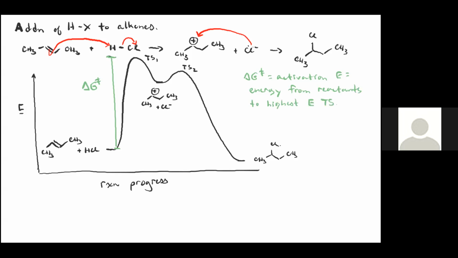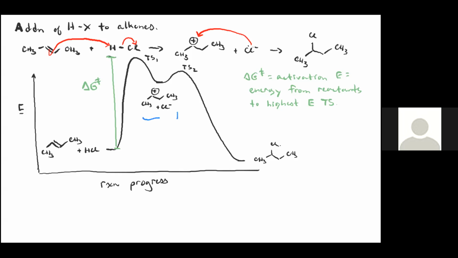TS2 is in fact lower in energy. That is not always the case. Sometimes TS2 is higher. We'll explain this more in a second. But the difference in energy from the reactants to the highest energy transition state is what we're going to be most concerned with. And so we call that delta G double dagger.